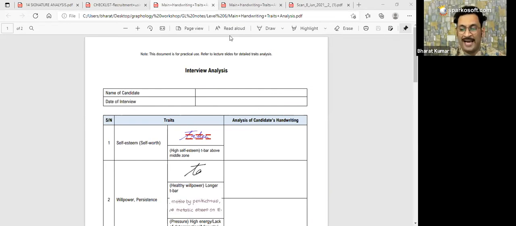So now check. Remember, while signing, there should be perfection in the zone. If something should be written in the upper 2 zones, write in the upper 2 zones. If something should be written in the lower 2 zones, write in the lower 2 zones. If something should be only in the middle zone, it should always be in the middle zone. Only then your signatures will be highly effective.